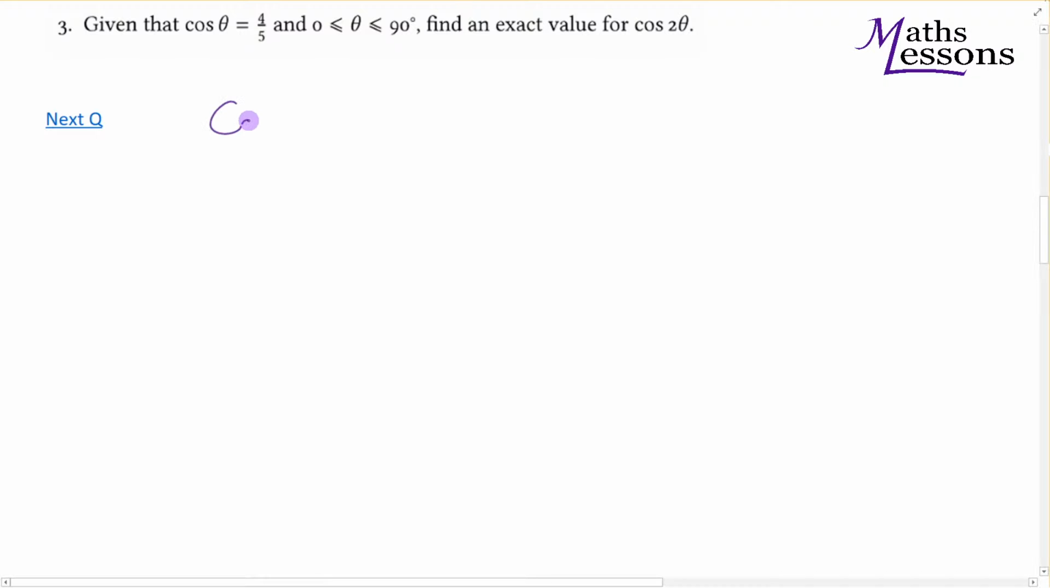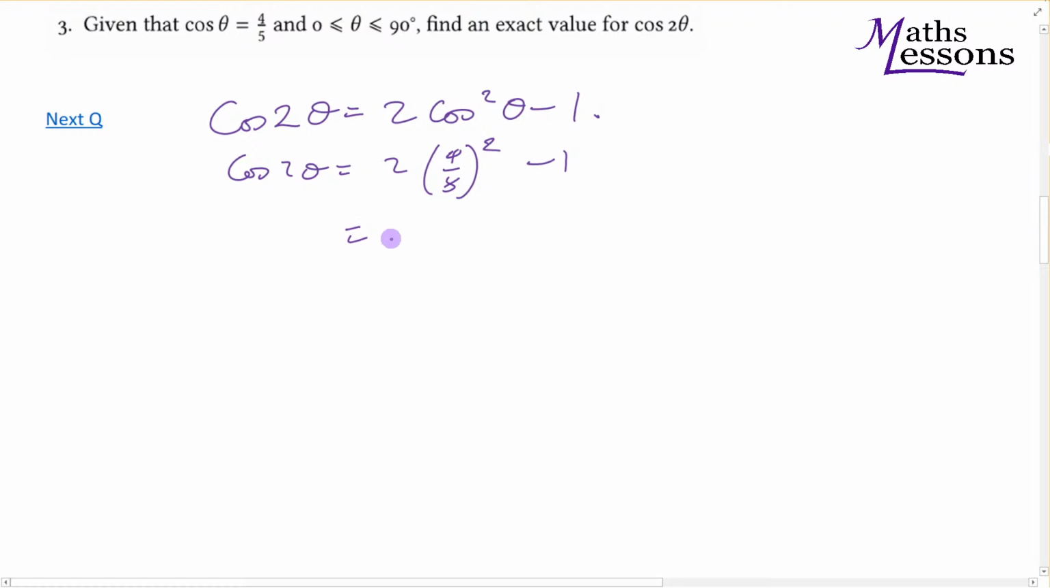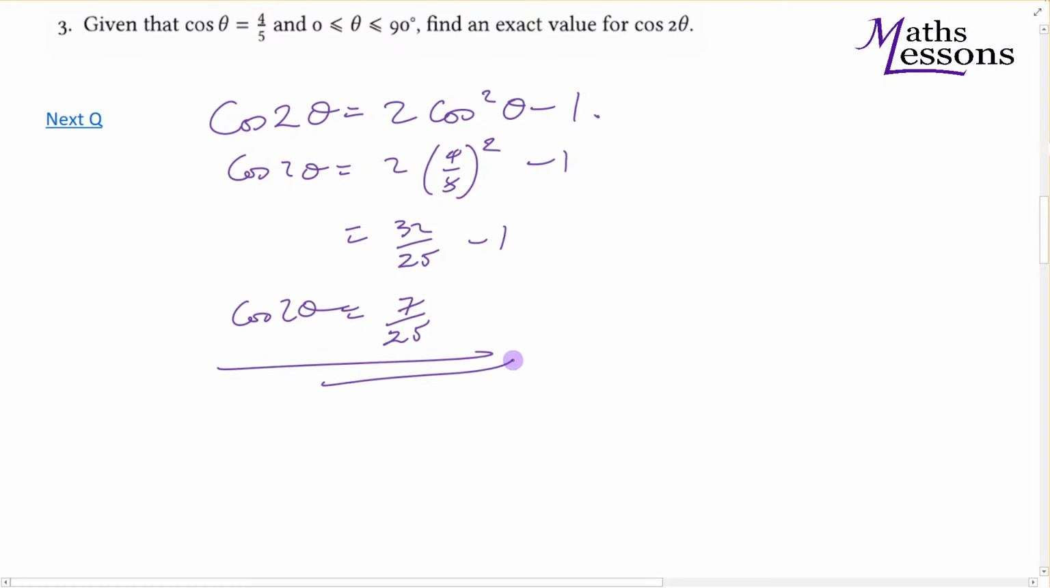So here we go. Given that cos theta equals 4/5 and theta is between 0 and 90, let's find an exact value for cos 2 theta. Now we should know by now, and you should know these all off by heart, then you know which ones to use, that cos 2 theta is equal to 2cos²theta minus 1. So therefore cos 2 theta will equal 2 times (4/5) all squared minus 1, which equals, 4/5 squared is 16/25, times 2 gives me 32/25, minus 1, and that's just going to give me 7/25 for cos 2 theta.